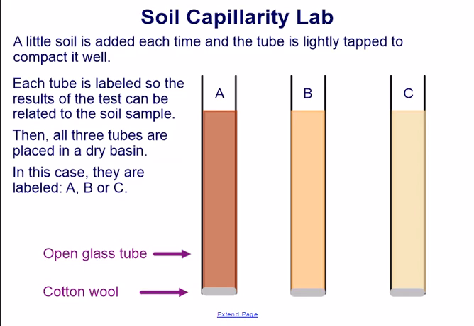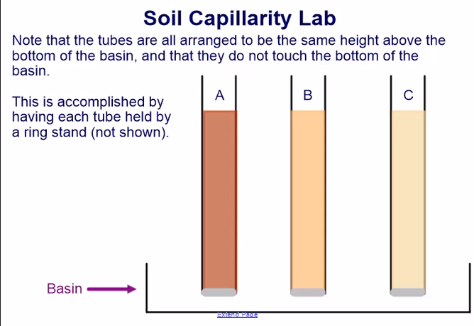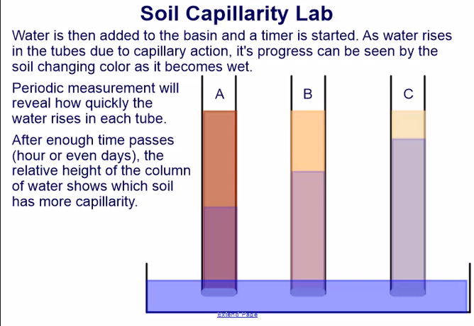Then, all 3 tubes are placed in a dry basin. In this case, they are labeled A, B, or C. Note that the tubes are all arranged to be the same height above the bottom of the basin, and they do not touch the bottom of the basin. This is accomplished by having each tube held by a ring stand, not shown. Water is then added to the basin and a timer is started.